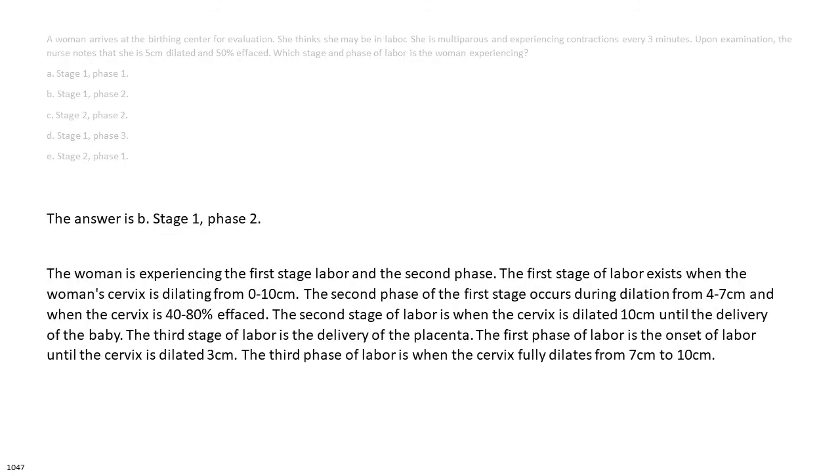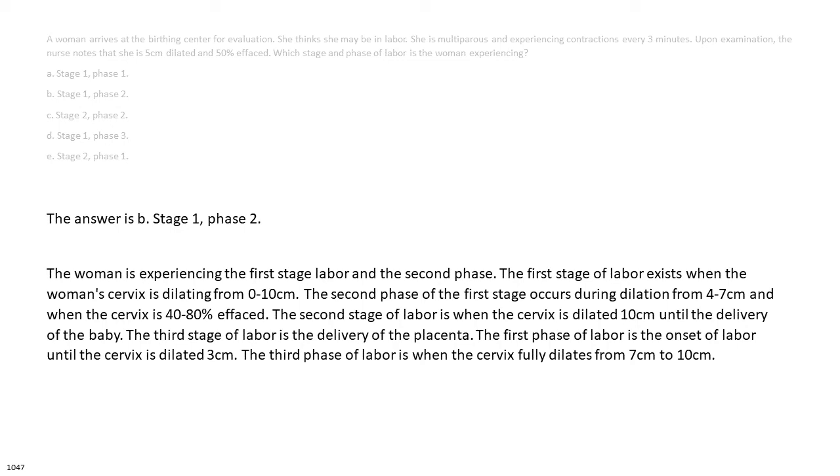The answer is B. Stage 1, Phase 2. The woman is experiencing the first stage of labor in the second phase. The first stage of labor exists when the woman's cervix is dilating from 0 to 10 centimeters. The second phase of the first stage occurs during dilation from 4 to 7 centimeters and when the cervix is 40 to 80% effaced. The second stage of labor is when the cervix is dilated 10 centimeters until the delivery of the baby. The third stage of labor is the delivery of the placenta.